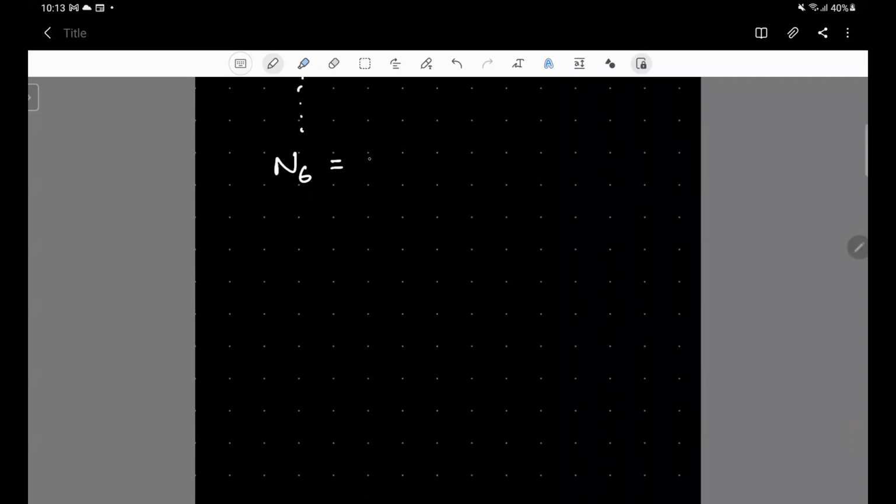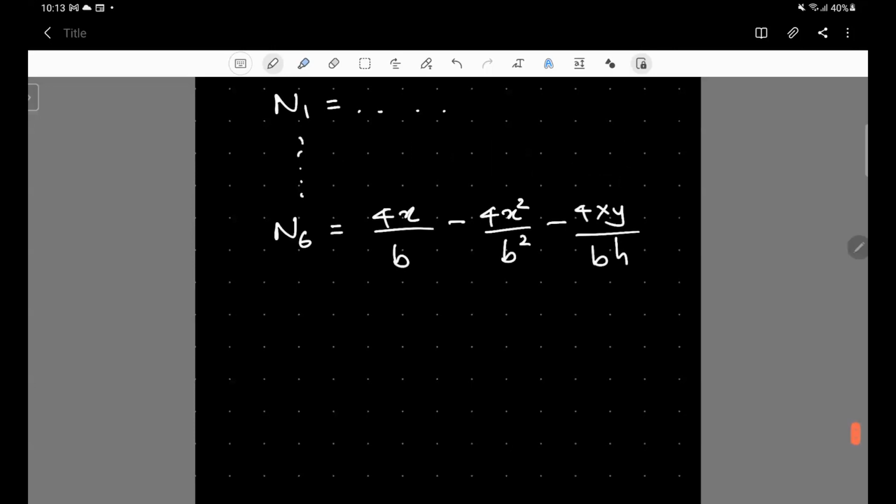And I will only write down, let's say, the shape function N6 would be, of course, just to show you that it's a function of x and y, which describes the displacement within the element. Yeah. So similarly, you can obtain from N1 to N5 the other shape functions. So now we have obtained the shape functions.